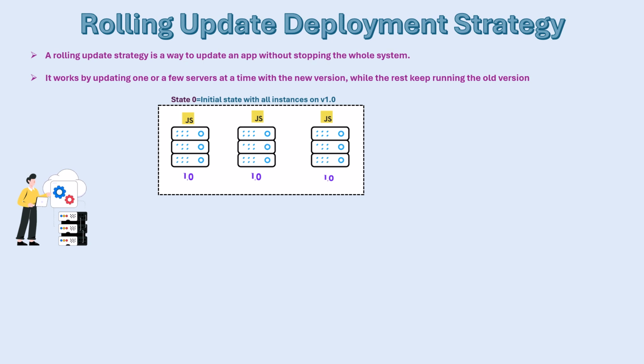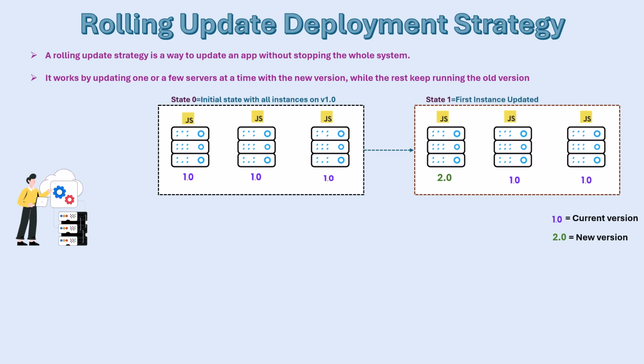So we begin at state 0. Consider there are three servers with JS application where all servers are running with version 1.0. As of now, everything is stable and serving the traffic.